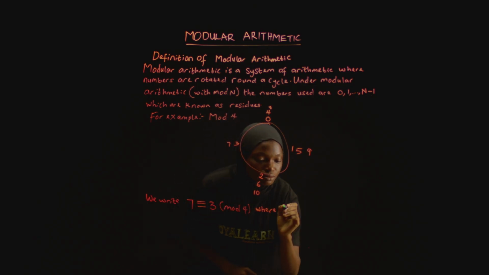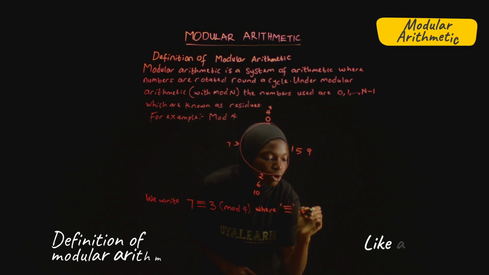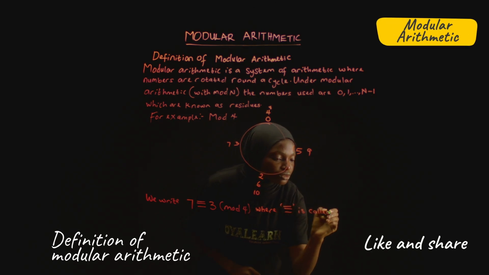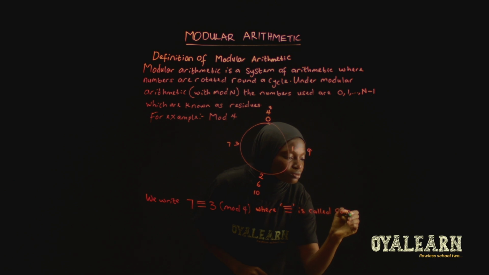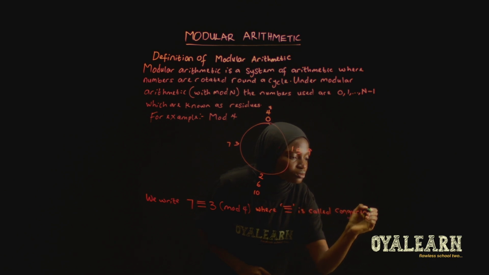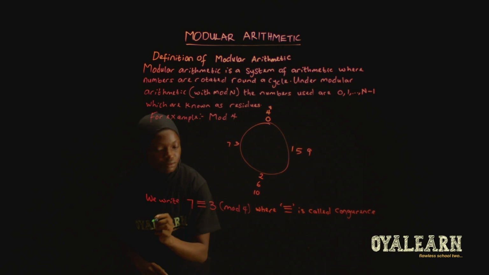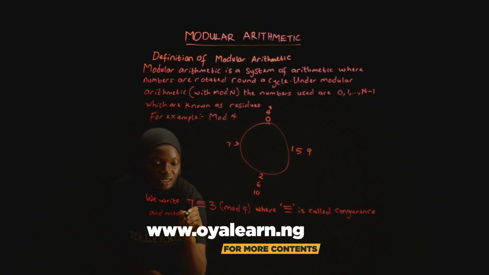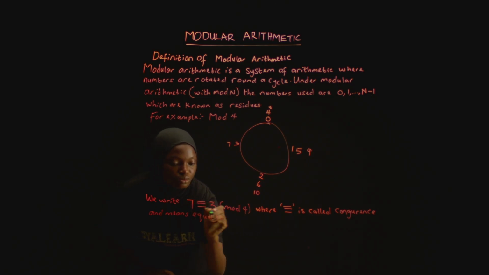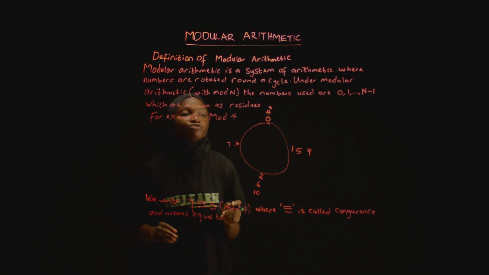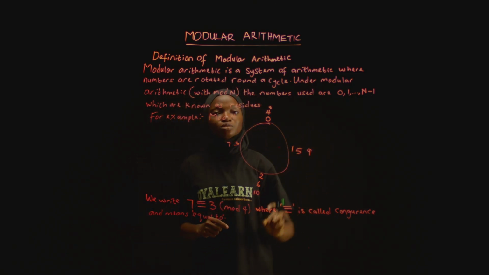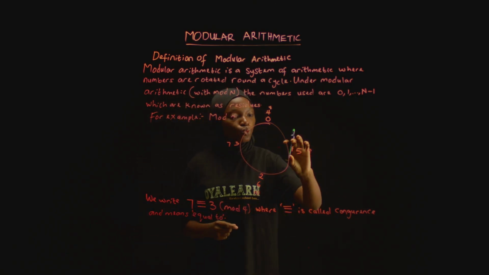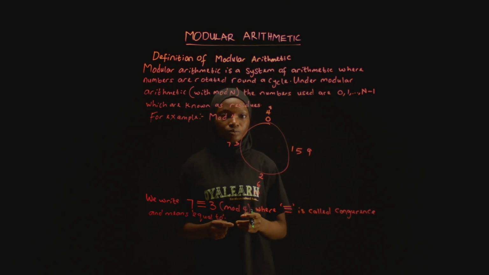Where this symbol is called congruence, and it means equal to. So if you have 9 in mode 4, it's equivalent to 1 in mode 4.